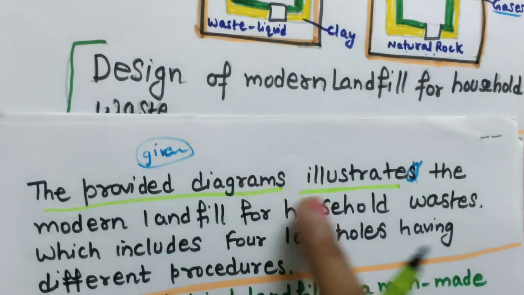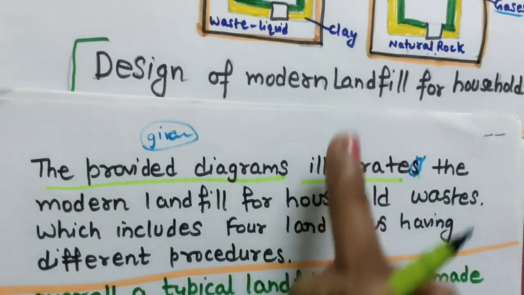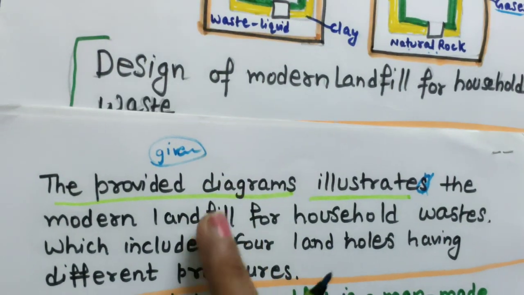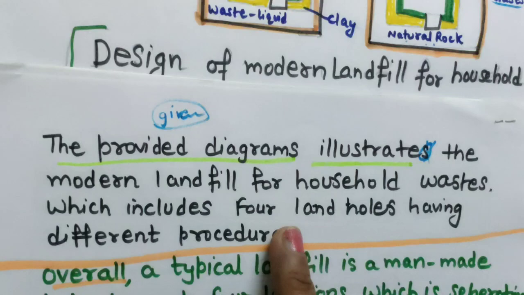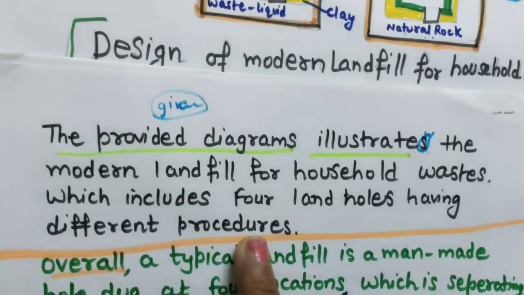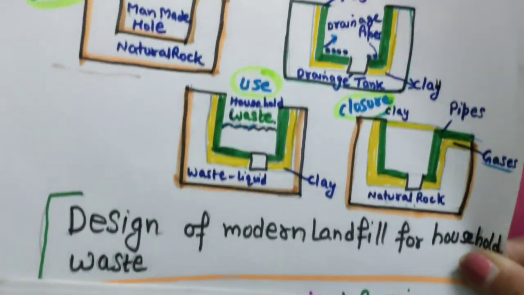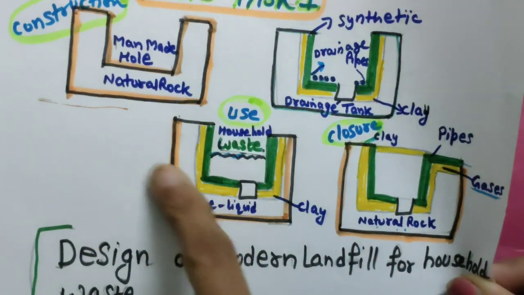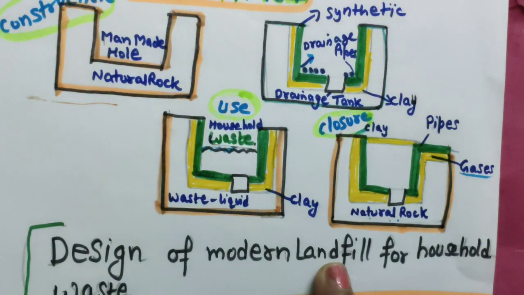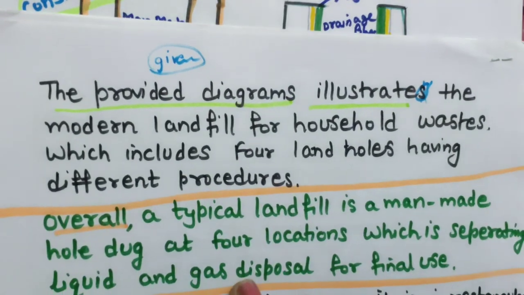The provided diagrams illustrate the modern landfill for household waste, so you can paraphrase it, which includes 4 landholes, having different procedures. So I have just given which includes 4 holes, you can see, because of course household landfill, they are using it for household. Okay, now coming to overall.